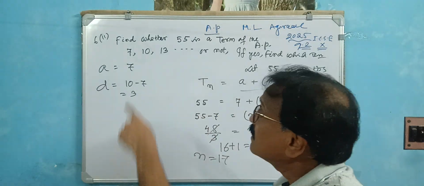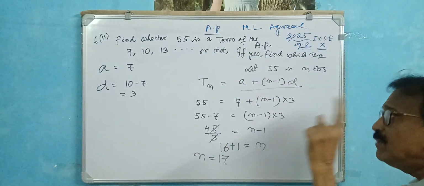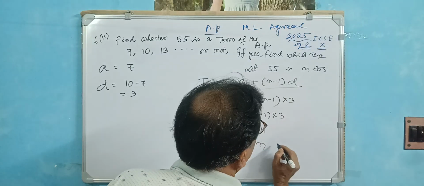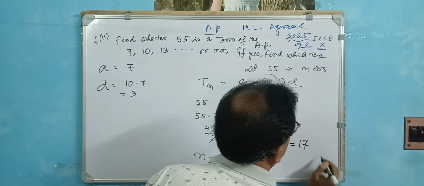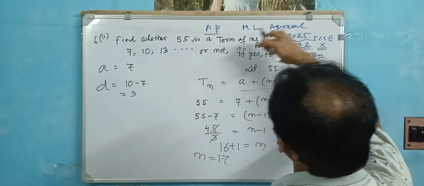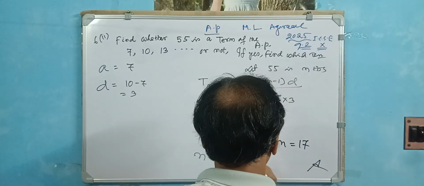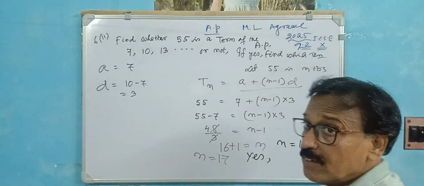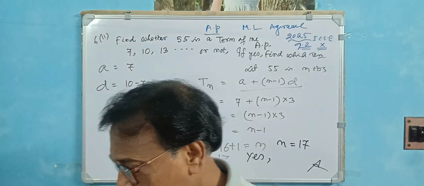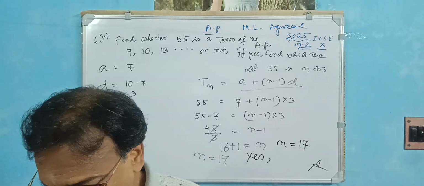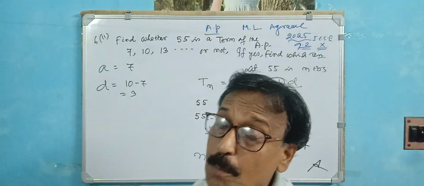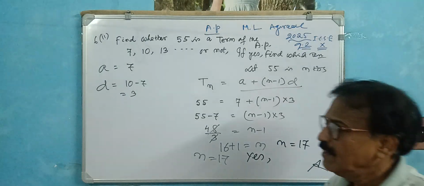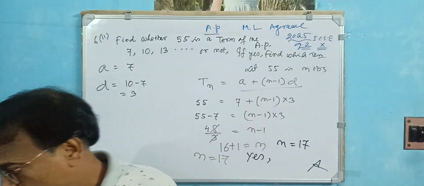Find whether 55 is a term or not. Yes, 55 belongs to a term, term number 17. n is 17. And if yes, find which term. The term is 17. Clear? So this is the way you solve the sum. No problem. Very easy. So this is the way. Do not panic when doing the sum.